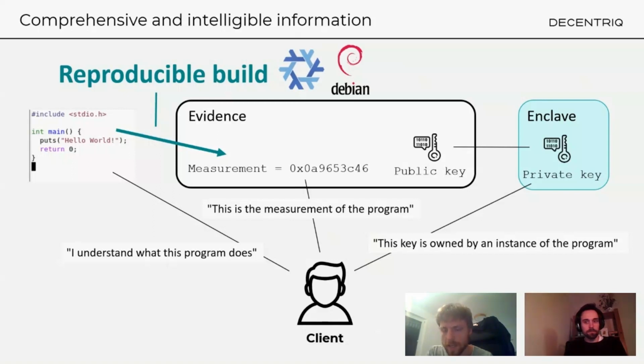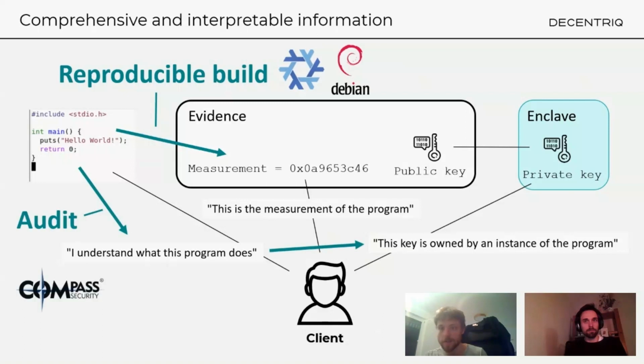The other side of this, which is also needed, is, well, even if you can reproduce the build and reproduce the measurement, you still need to understand what the code is doing. The code could be doing something that it's not supposed to. It could, for example, not generate that key pair that we're talking about. It could just take it from some untrusted source. The way to make sure this is not the case is to actually look at the code and construct a mental model about what's going on. And this is where auditing comes in.